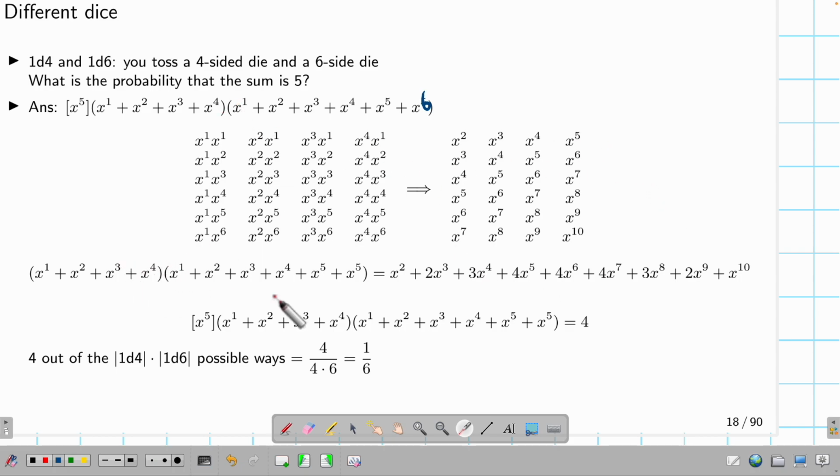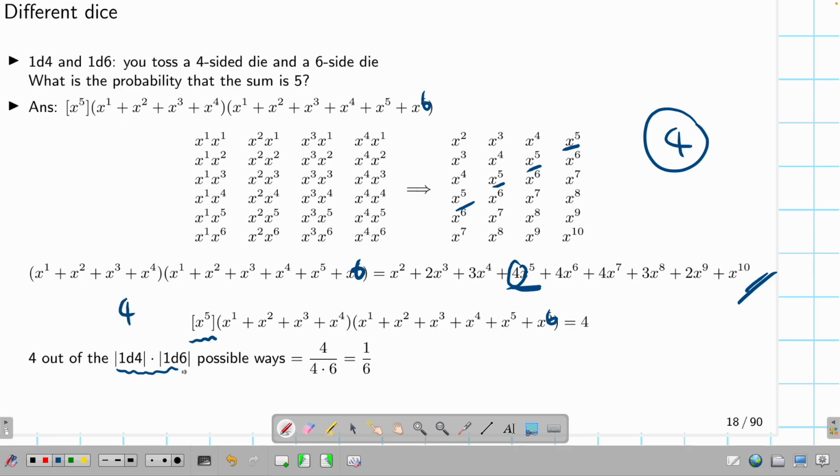So that means what? If I multiply these two things, again, this should be x^6, then I will get this thing. So what's the coefficient of x^5 here? The coefficient of x^5 here is 4, okay? So basically it's 1 of them, 2 of them, 3 of them, 4 of them, so 4 of them. So how many possible ways can you have in 1d6 and 1d4? Product rule. For 1d4, it's a 4-sided die, so you have 4 choices. 1d6 is a 6-sided die, you have 6 choices, so 24 choices. 4 out of these 24 choices have sum 5. So that means the probability is 1 over 6.